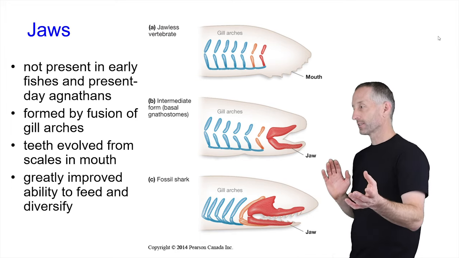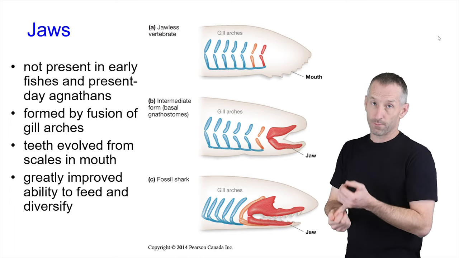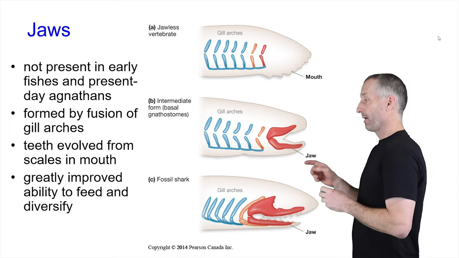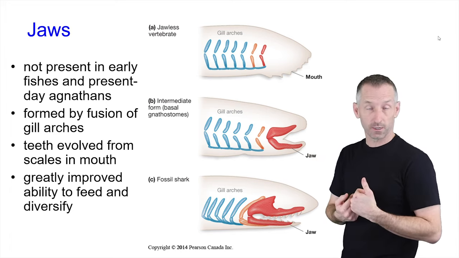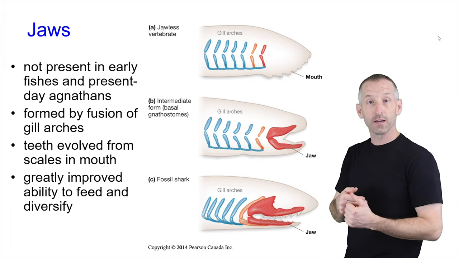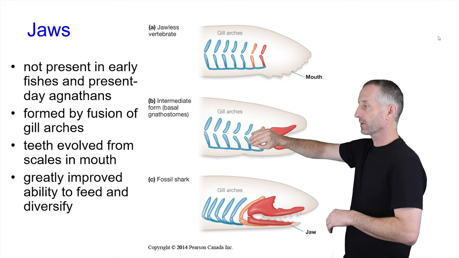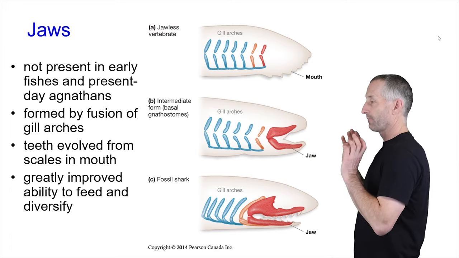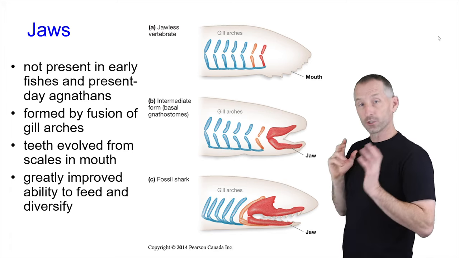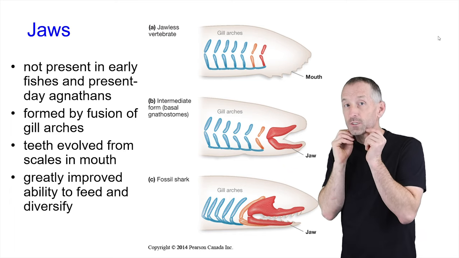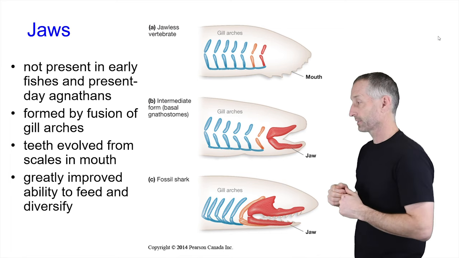Jaws, of course, were not present in these early fishes, and present-day agnathans, that is, lampreys and hagfishes, and they're formed by the fusion of the gill arches. So here the gill arches come back again, these pharyngeal gill slits that all vertebrates have, at least ancestrally. So in this case, the gill arches that were present ancestrally in jawless vertebrates, you have the fusion and the development and expansion of some of those to form the jaws. So our jaws are the remnants of arches that were supporting the pharyngeal gill slits of our evolutionary ancestors.